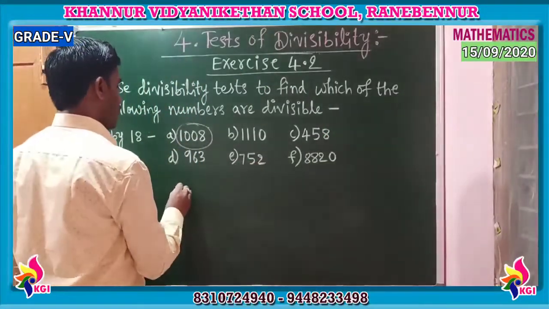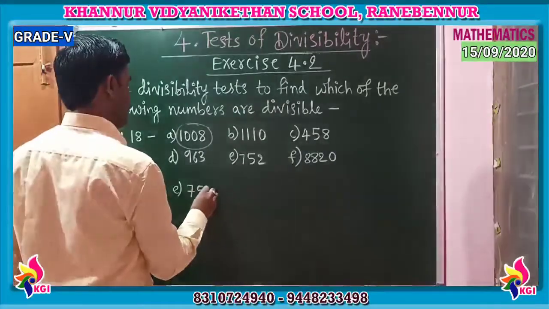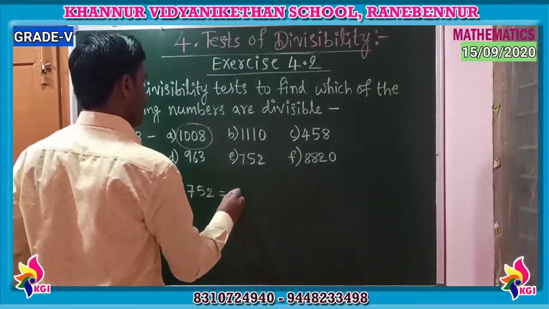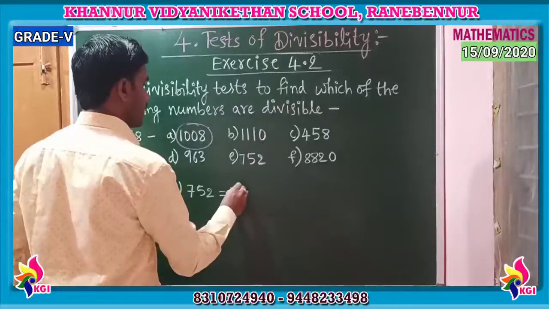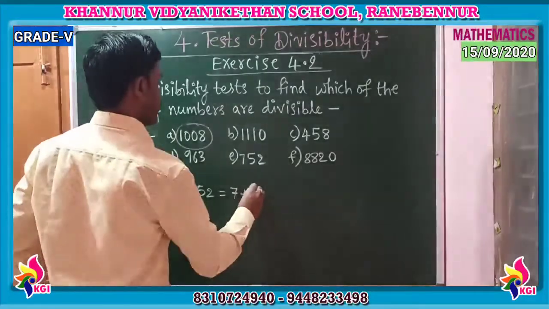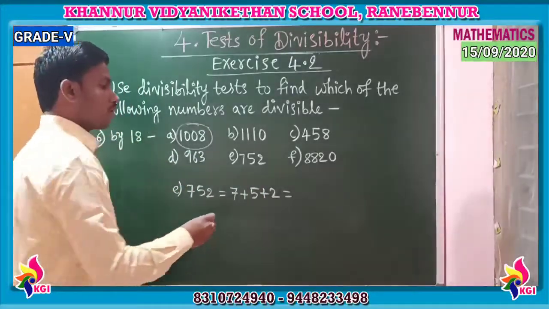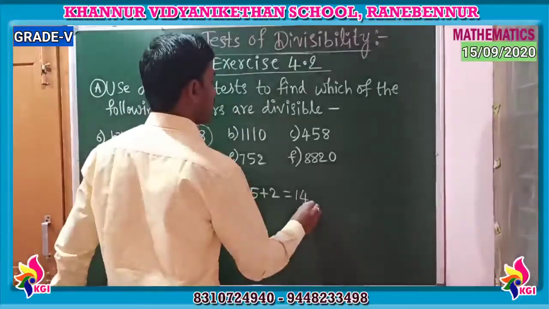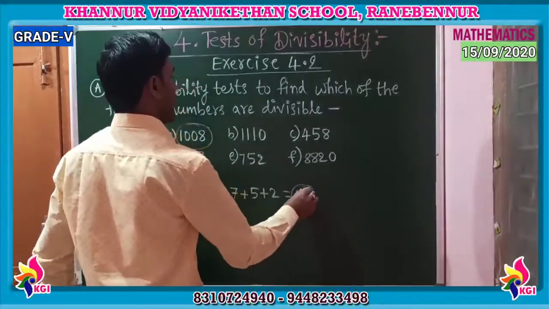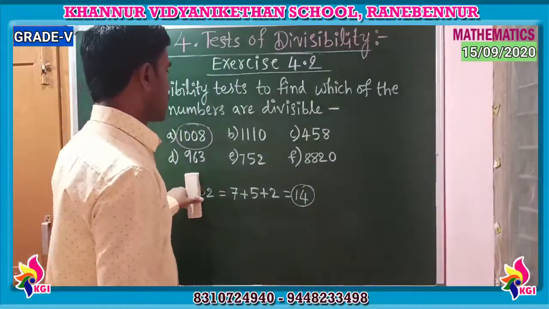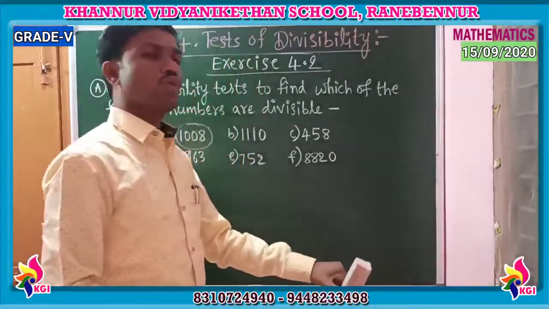Next, what about E? 752. First of all, we have to check the divisibility by 9 rule. 7 plus 5 plus 2. 7 plus 5, 12. 12 plus 2, 14. 14 is not divisible by 9. That's why we do not need to check the divisibility by 2 rule.